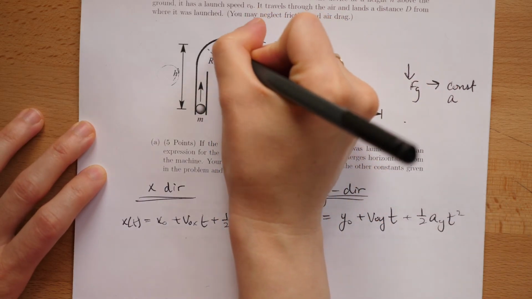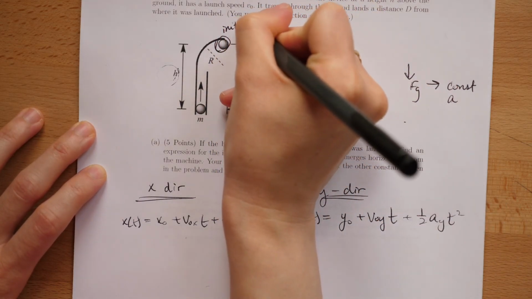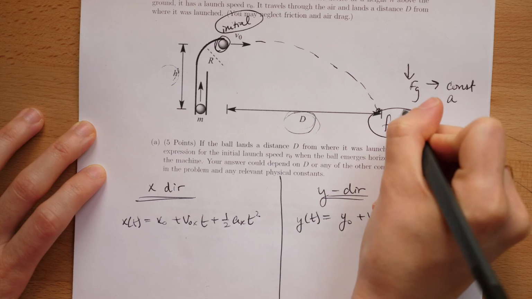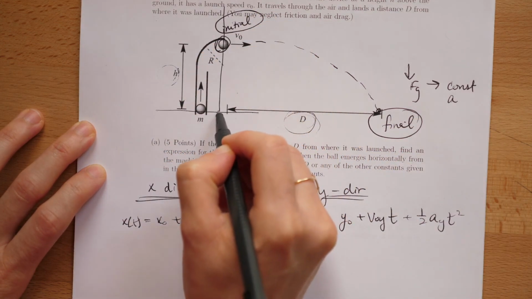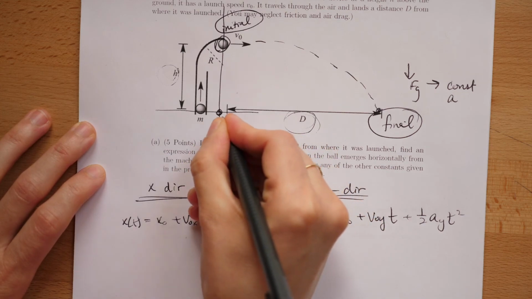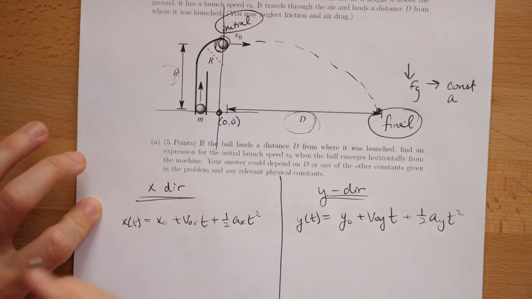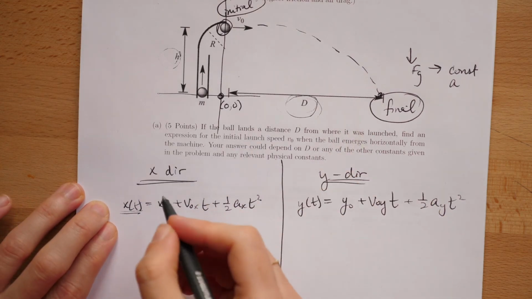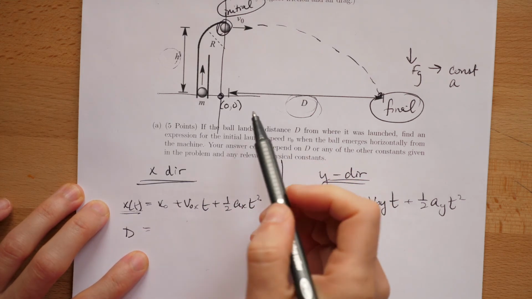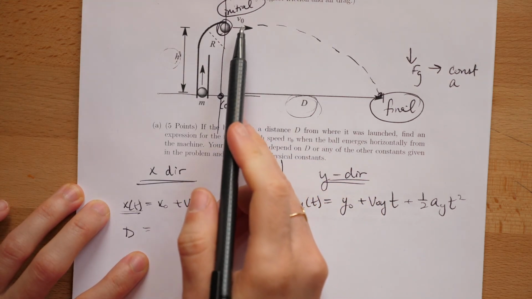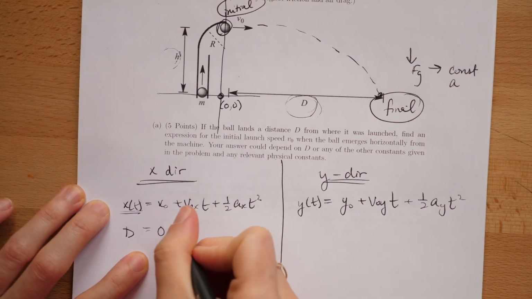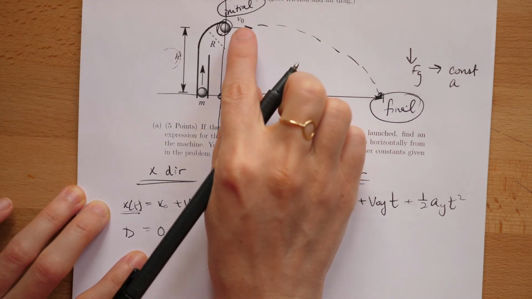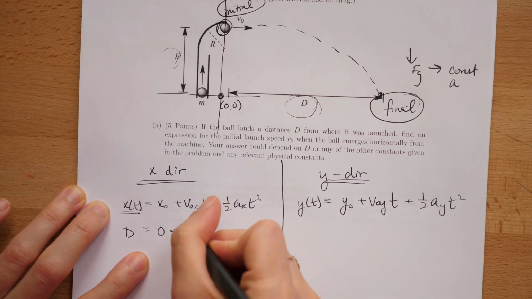Okay, so this is our initial point, and this is our final point. And let's put our origin right here. Okay, so start with the x direction. What's our final x position? The final x position is d. What's our initial x position? That's where our origin is, that will be 0. And what's our initial velocity in the x direction? Since this is totally horizontal, v0 is our initial velocity in x.